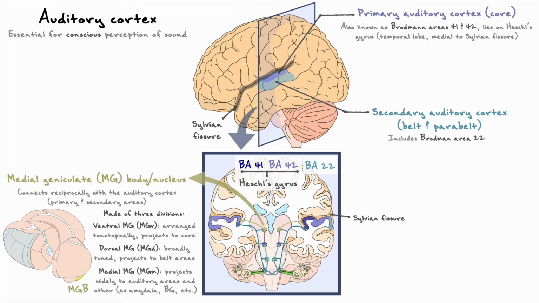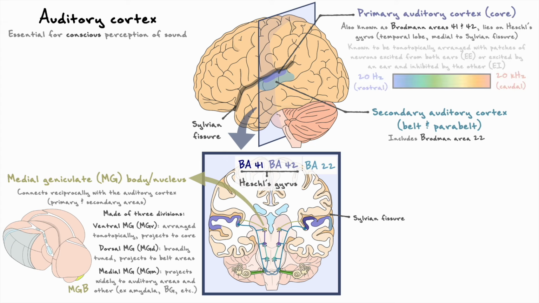Now, when it comes to the function of the cortices we just introduced, if we start with the primary auditory cortex, it is known to be tonotopically arranged with patches of neurons that respond to both ears or only one ear. The tonotopy is arranged such that neurons towards the rostral side, so towards the nose, respond best to low frequencies, and the caudal side, in the other direction, respond best to high frequencies. Obviously, many more features are also represented in this area.